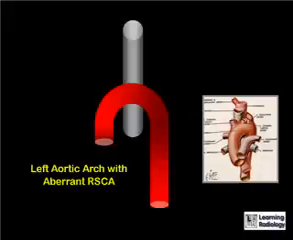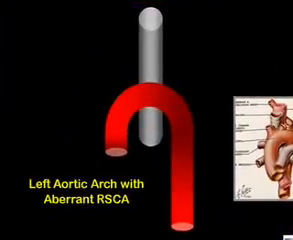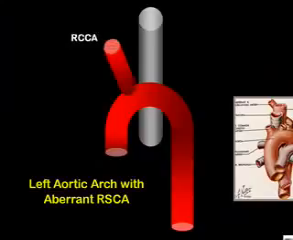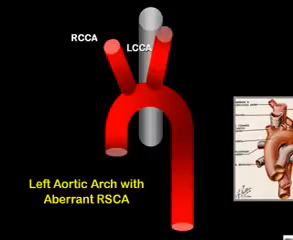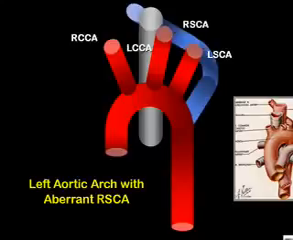The branching for a left aortic arch with an aberrant right subclavian artery. The first branch is the right common carotid artery. The second branch is the left common carotid artery. The third branch is the left subclavian artery. And then the last branch of the aortic arch is the aberrant right subclavian artery that passes behind both the trachea and the esophagus.